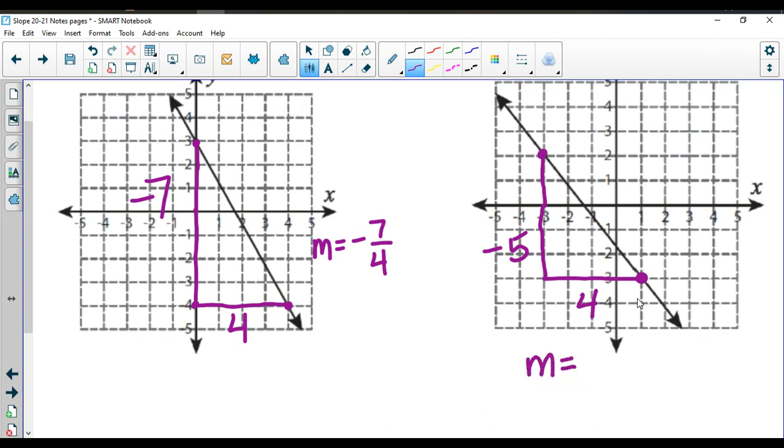Your slope then would be negative 5/4. And again, we're going to just leave that. It already is reduced. It's improper. We'll leave the negative out front. And that's it for your first lesson on slope on a graph.